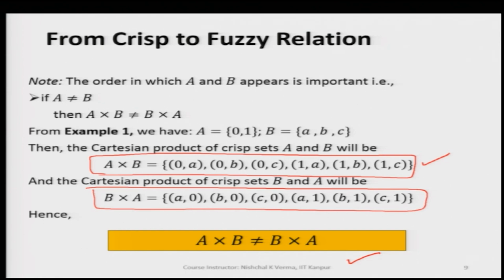So, in A cross B the first element of the pairs is coming from crisp set A, whereas in B cross A the first element of the pair is coming from the set B. So, that is why, when we compare A cross B and B cross A, both of these are not equal to each other.